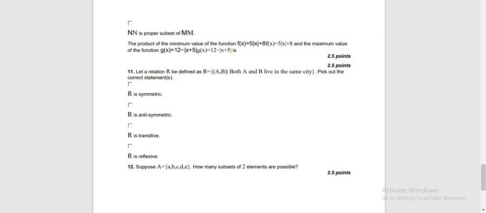Question number 11 and 12 of the graded assignment sheet of week 1. Question number 11 says: let a relation R be defined, R is equal to (A, B) where both A and B live in the same city. Pick out the correct statement.